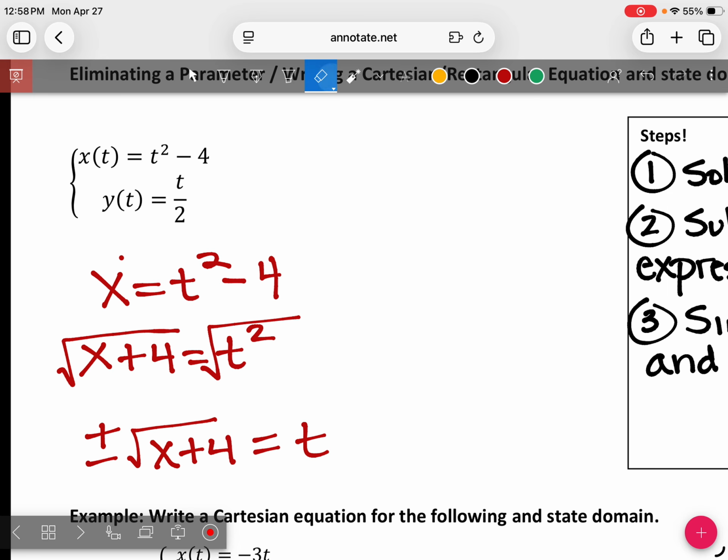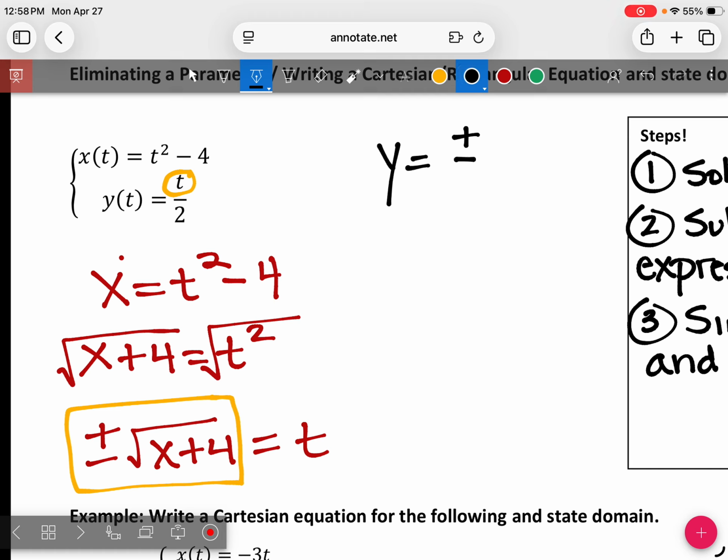So now we're going to take this and substitute it in for y right here. So my equation will be y equals plus or minus the square root of x plus 4, all over 2. That's my equation. I can't simplify that. There is nothing I can do. You cannot divide the square root by 2. That's all we can do.